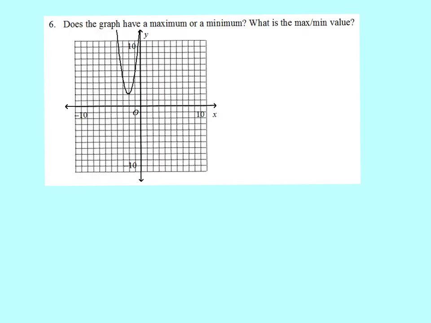Okay, this next problem is pretty fast. We are given a graph, and we are asked whether the graph has a minimum or a maximum. And then also, what is the minimum or maximum value? So looking at this graph, I see that right here is my vertex. That vertex is always going to be my minimum or my maximum value. In this case, it's -2, 2. I just have to determine whether it's a min or a max. Looking at my graph, it is the minimum.